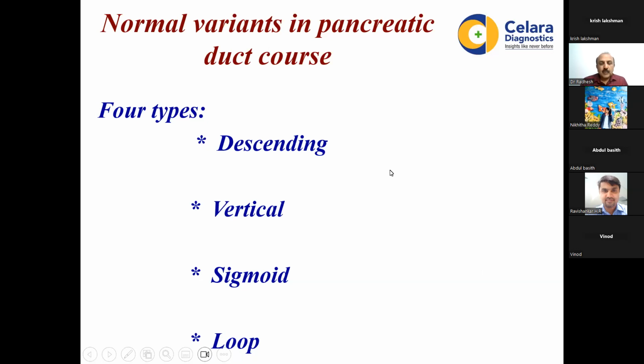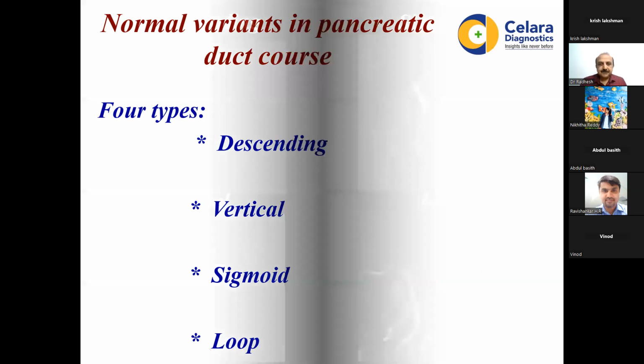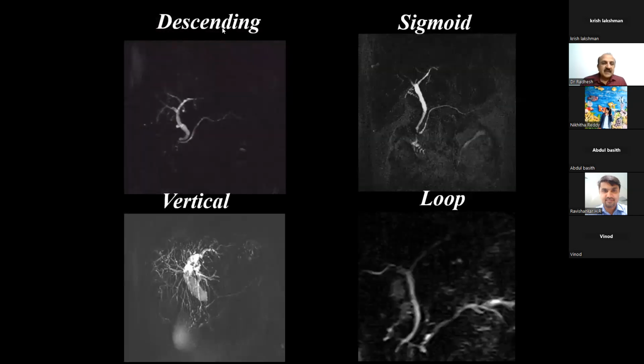Now, there are four variants of normal pancreatic duct, what we see on MRCP, similar to ERC. So the first one is the descending pattern of the pancreatic duct. You see the pancreatic duct within the body and then it descends down. It comes inferior, then goes towards the ampulla. This is the CBD. This is the pancreatic duct. Now you see the ampullary region. You don't see it well on MRCP at all. But on ERCP, there is direct visualization of the ampulla.